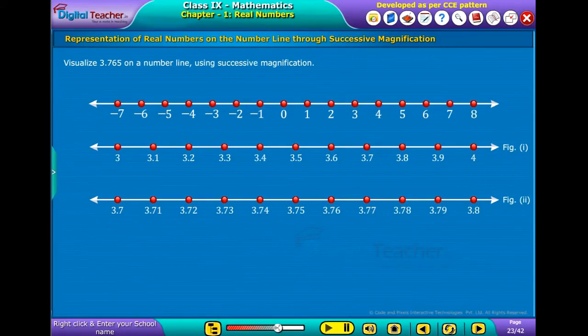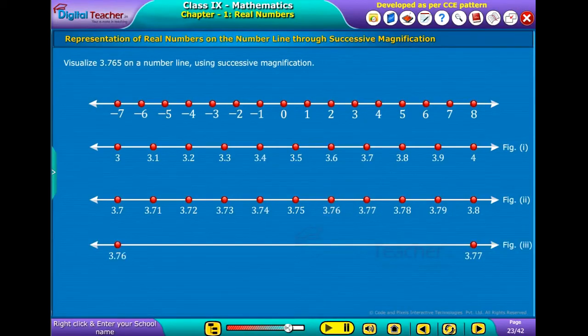As before, now we can visualize through the magnifying glass that 3.765 lies in between 3.76 and 3.77. So, let us focus on this portion of number line as shown in figure 3 and imagine to divide it again into 10 equal parts. Thus magnify it to see it better as in figure 3. This is how the terminating decimal expansion on a number line is represented.